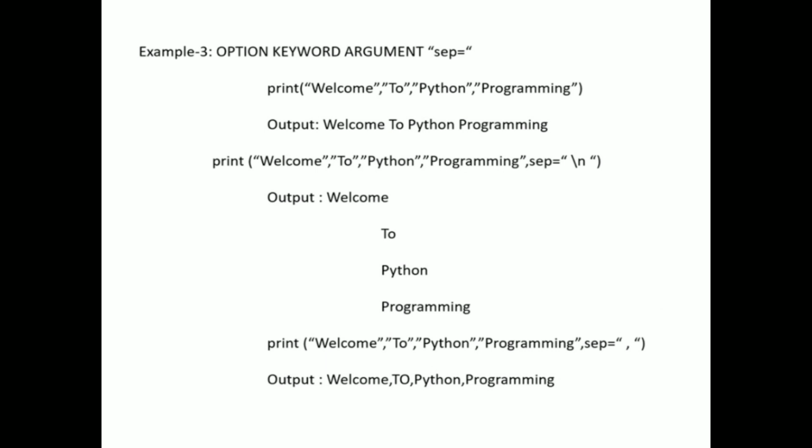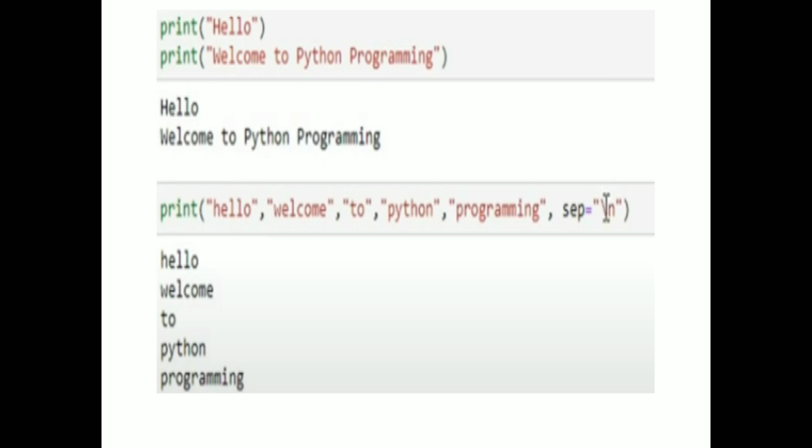The output will be displayed as welcome in one line, to in another line, Python in another line, programming in another line. If you use separate, that is \n, it means next line. If you use comma, the output will be displayed with a comma at the end of the separate function. You can see here the same function. In the previous one we have used \n as the keyword. In the last line, the separation is represented with a comma, then the output will be displayed as welcome to Python programming.